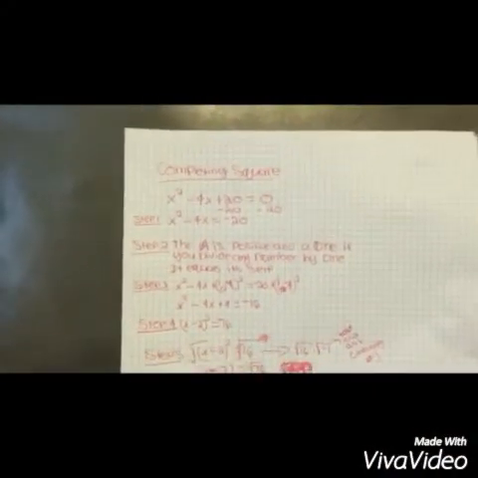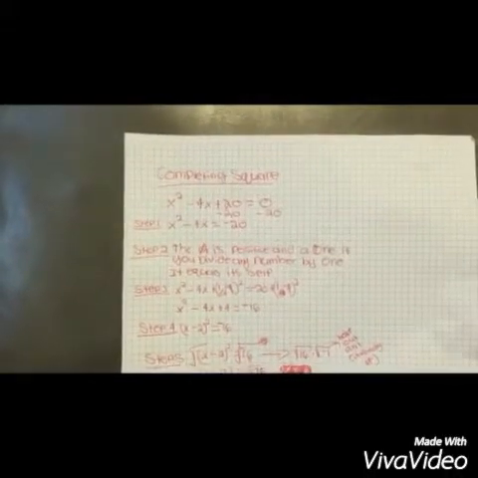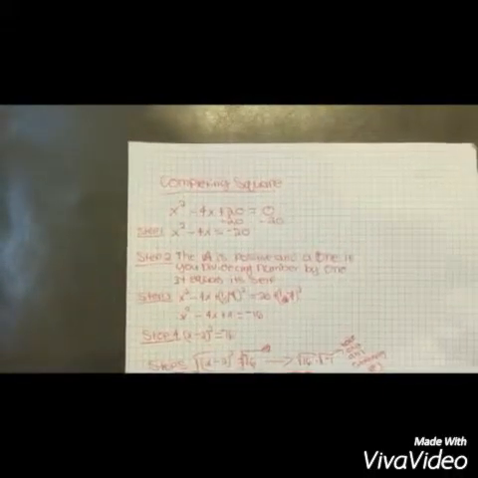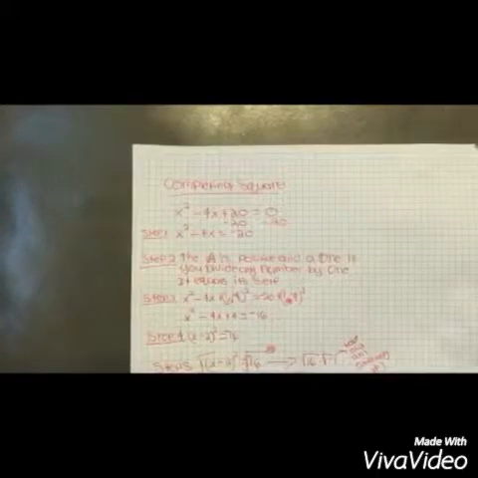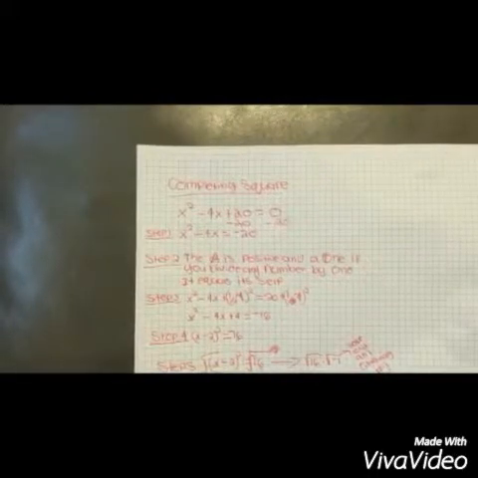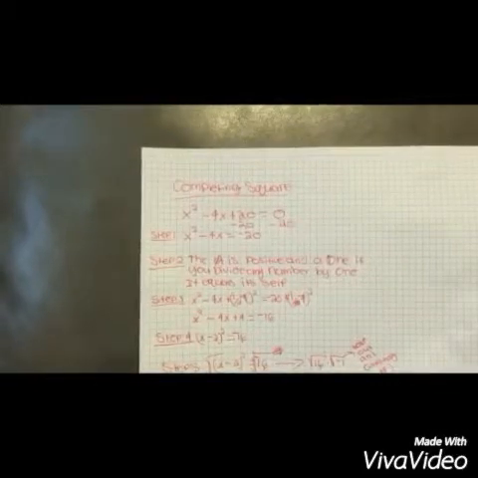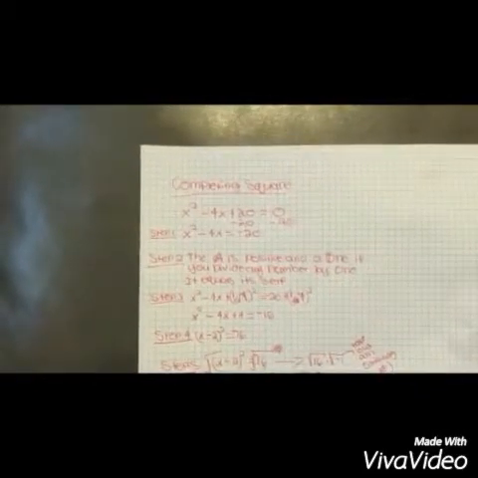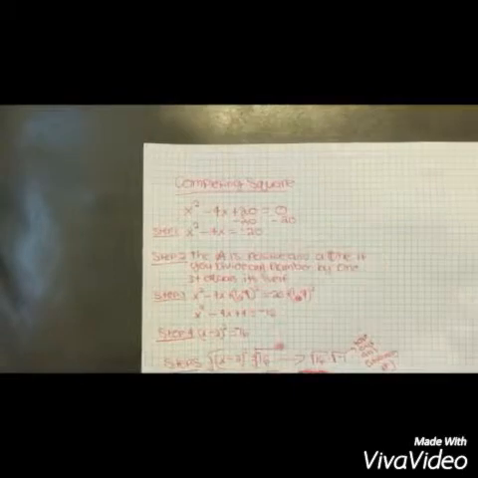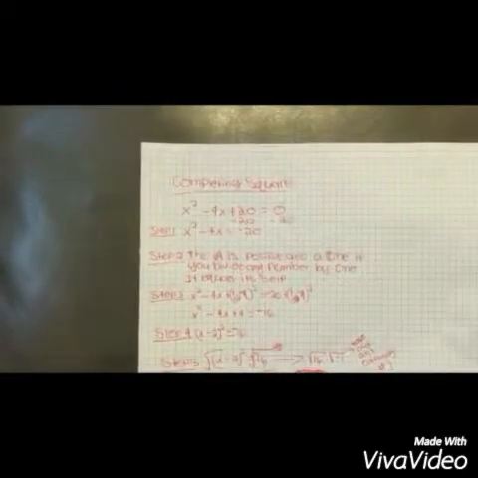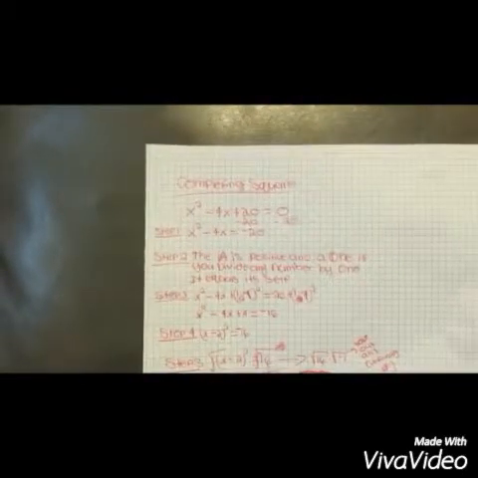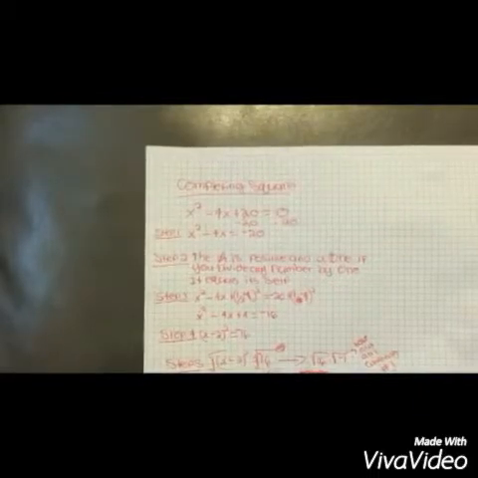Moving on to the next step, you would take 1/2 of the b term and square it. The b term is negative 4. You would take 1/2 of negative 4 and square it. 1/2 of negative 4 is negative 2. Negative 2 squared is positive 4. You would get x squared minus 4x plus 4 on the left side. On the right side, you would add positive 4 to negative 20, which will give you negative 16.